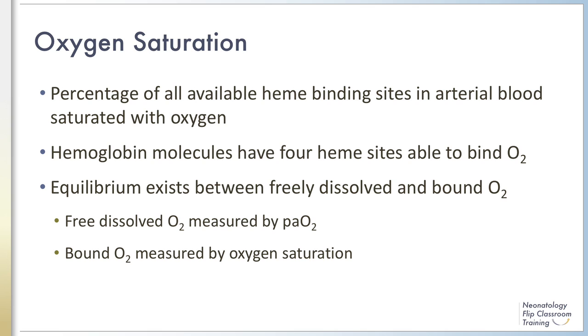It is important to note that the O2 saturation isn't affected by the amount of hemoglobin available, as patients with anemia can still have oxygen saturations in the normal range if the available hemoglobin is fully saturated with oxygen.